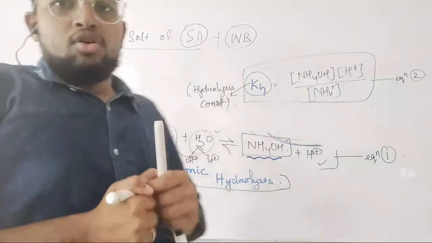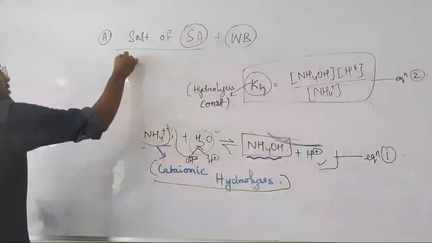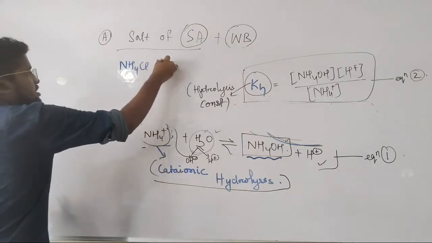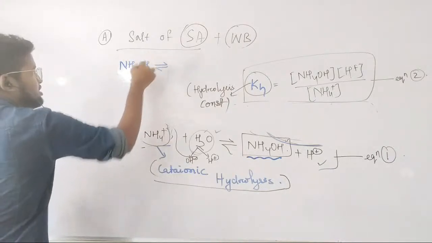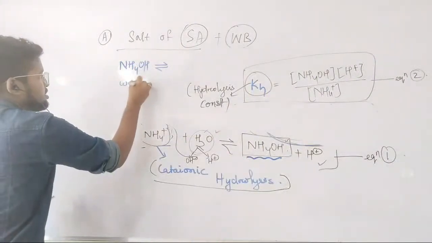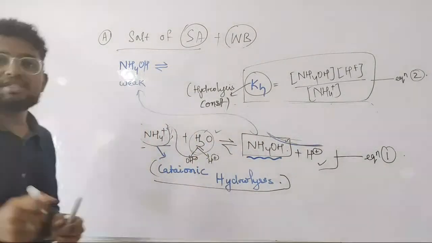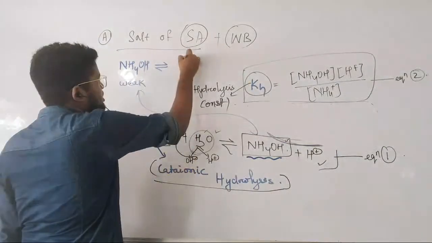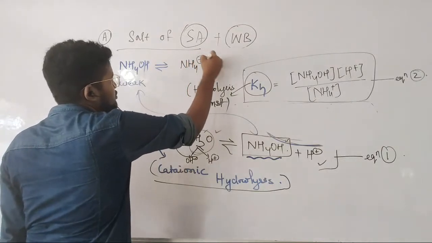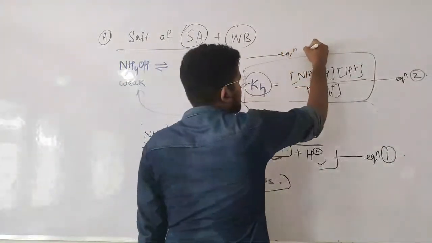Okay, so we got the KH. Now, what is happening in the system? We have this salt which is hydrolyzed, and we have this weak base in the system, NH4OH, and the weak base will dissociate as NH4 plus and OH minus, right? Can I write this as equation 3?